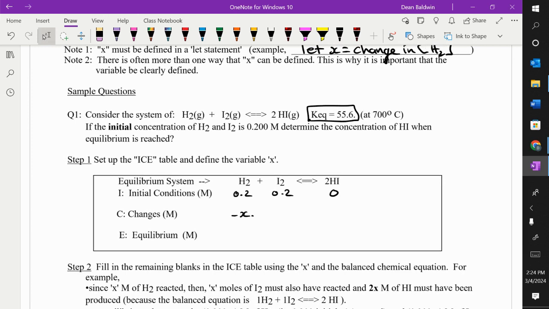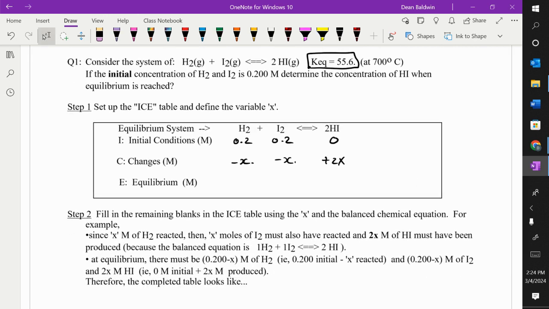So if I lose X amount of H2, how much I2 am I losing? X. It's the same. It's a one-to-one relationship, right? So minus X. How much HI am I gaining? Plus 2X. So at equilibrium, H2 is going to be 0.2 minus X. I2 is going to be 0.2 minus X. And HI is going to be 2X.